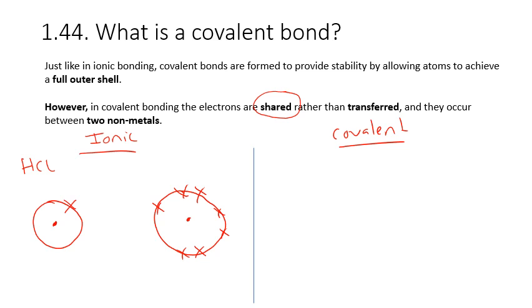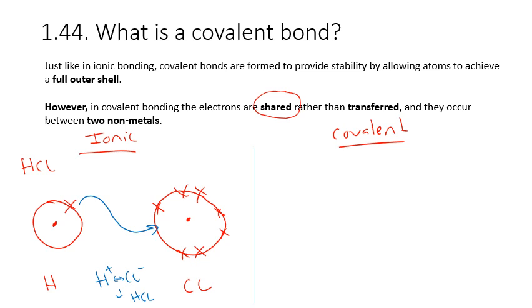Okay, so the hydrogen atom needs to either gain an electron or lose an electron to have a full outer shell, and the chlorine could either lose 7 or gain 1. And of course it's a lot easier to gain 1 than lose 7. So what happens is this electron gets transferred over here, and that will form an H plus ion and a Cl minus ion that consequently attract each other, forming HCl.